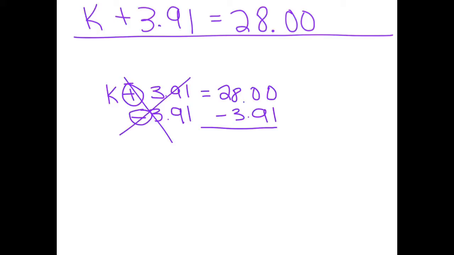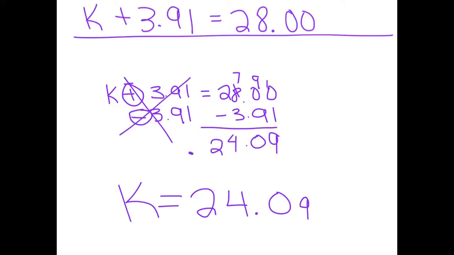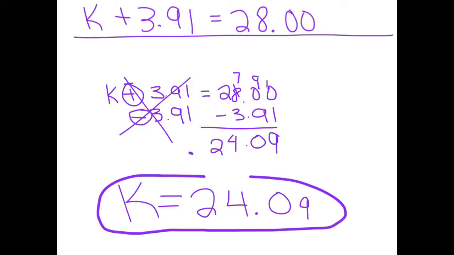So since we can't do 0 minus 1, we need to borrow from the 8. And 10 minus 1 is 9. 9 minus 9 is 0. Bring down your decimal. And 7 minus 3 is 4. And bring the 2 down also. And that is your answer. K equals 24 and 9 hundredths.